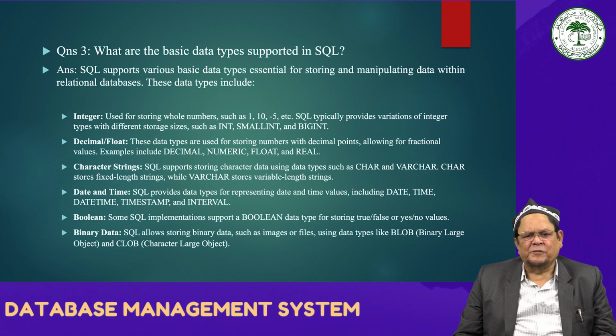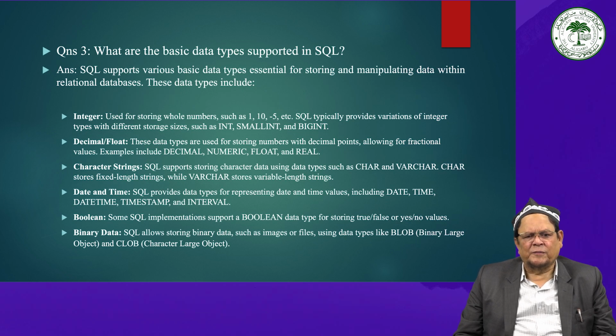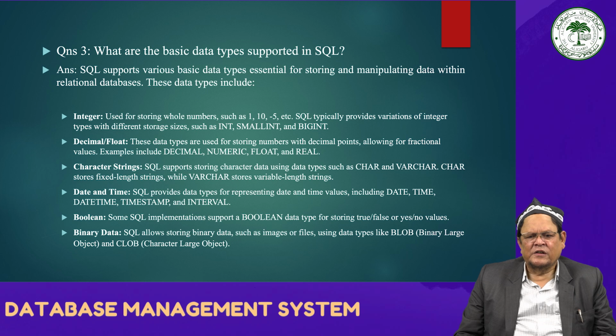What are the basic data types supported in SQL? SQL supports various basic data types essential for storing and manipulating data with relational databases. These data types include integer, decimal, float, character string. SQL supports storing character data using data types such as char, varchar. Char stores fixed length string, while varchar stores variable length string.